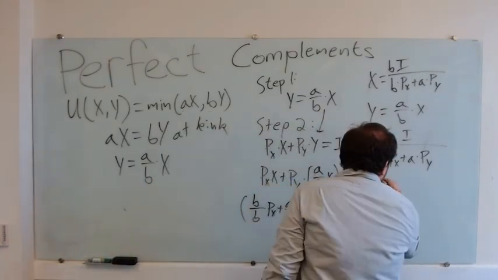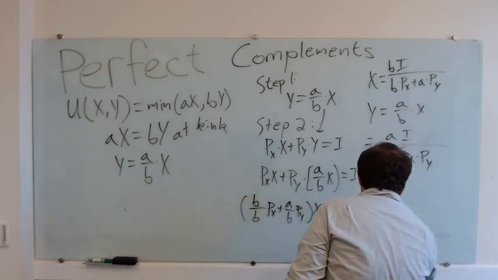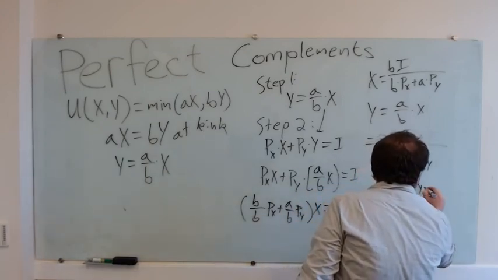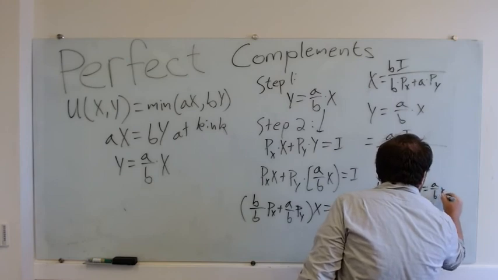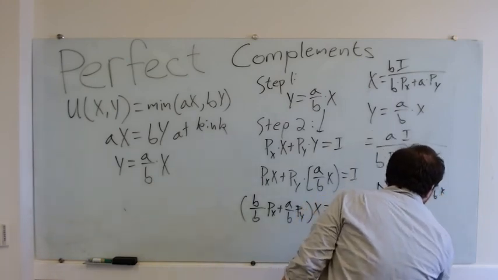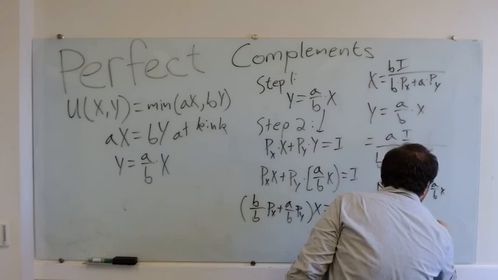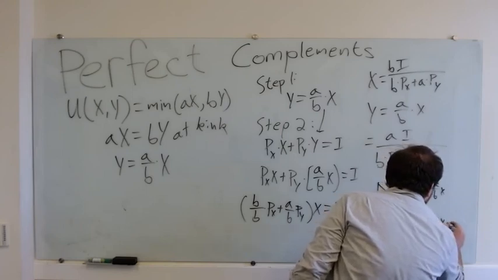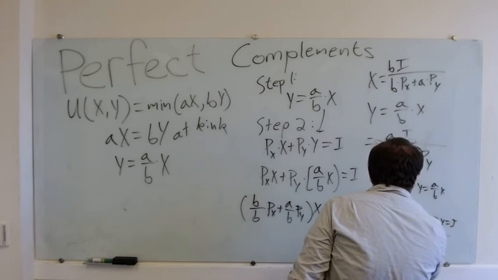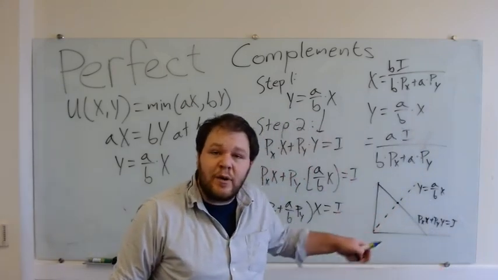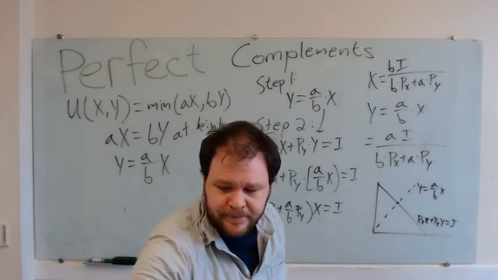Mathematically, we're just solving a system of equations. We have y equals a over b x, and we have an equation that is px times x plus py times y equals I. And our optimal choice is just where both of these equations are true.